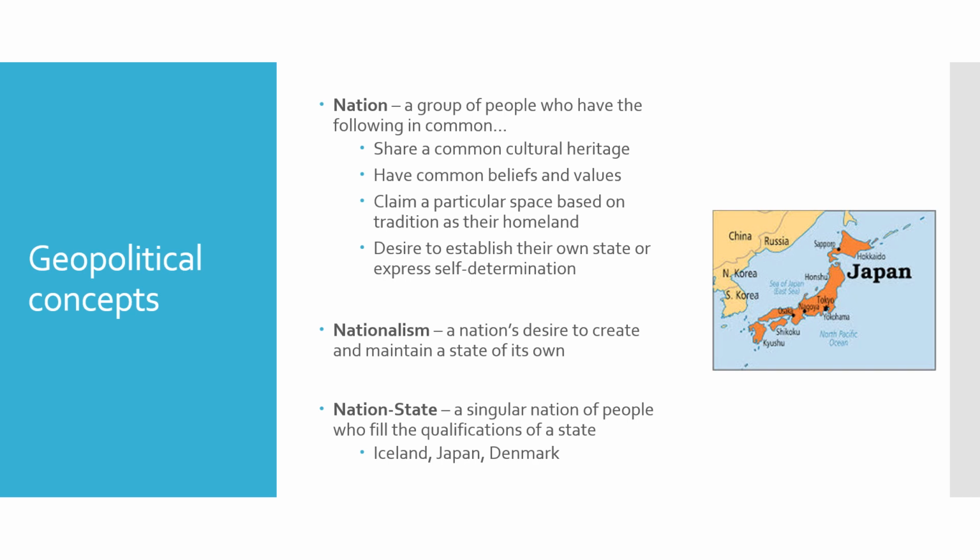And in some places on the map, that nation gets its state, and that state that the nation has is really its own space, that there's not really any other nations that occupy that area. It's a singular nation of people who fill the qualifications of a state, and we can call that area a nation state. And the best examples of that are by far Iceland.